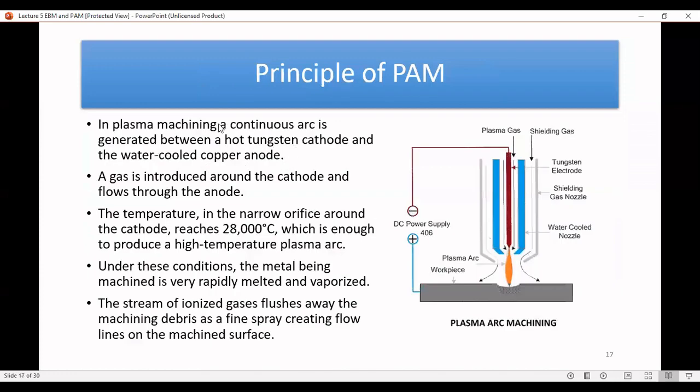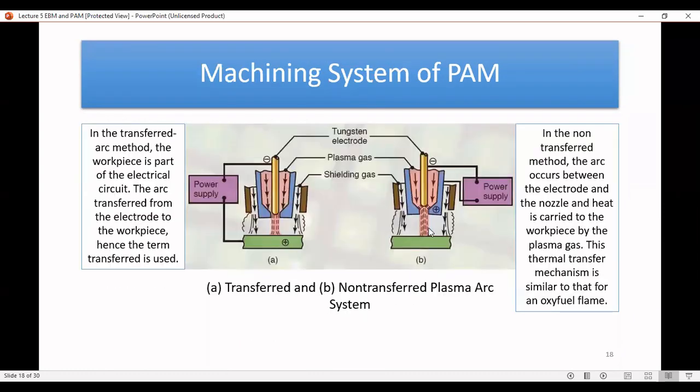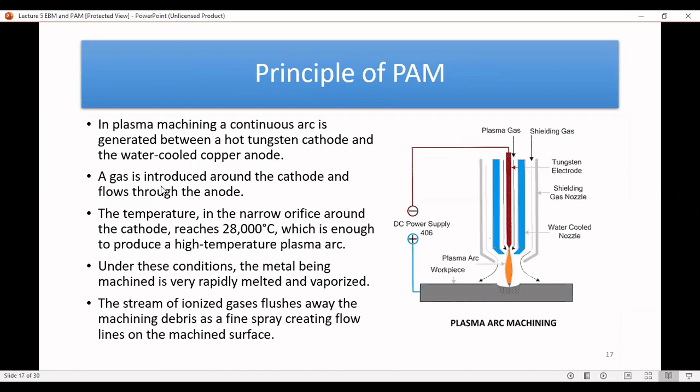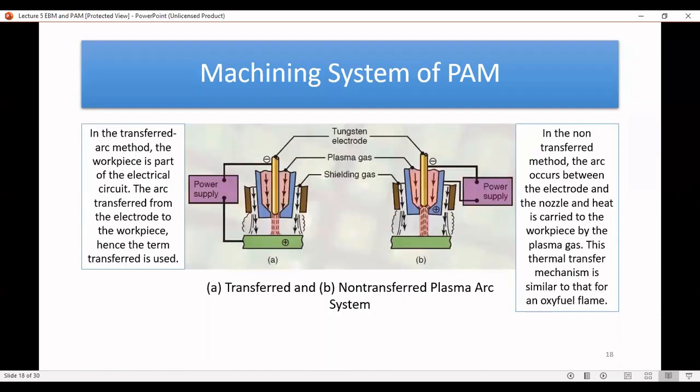So in plasma machining, a continuous arc is generated between the hot tungsten cathode and also the water-cooled copper anode. So this is for the non-transferred plasma arc system. Gas is introduced around the cathode and flows through the anode. So gas is introduced around the cathode over here and through the anode, right? Through the anode. So you have a gas stream going down here.